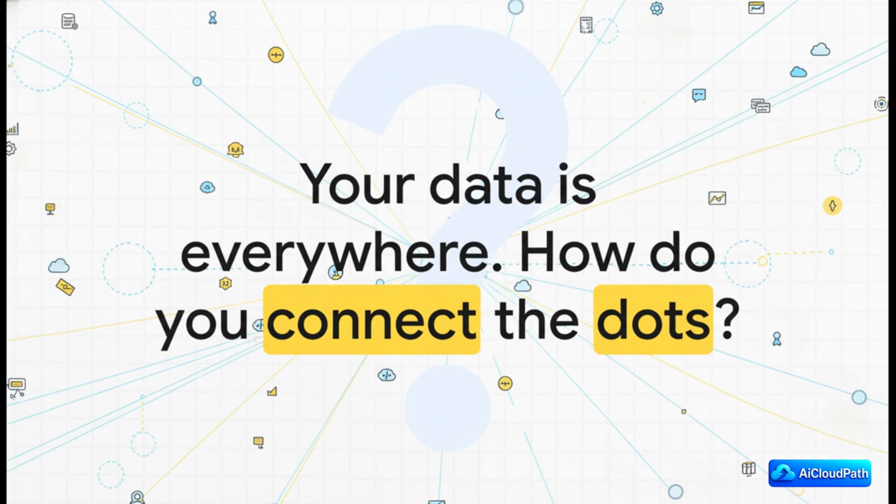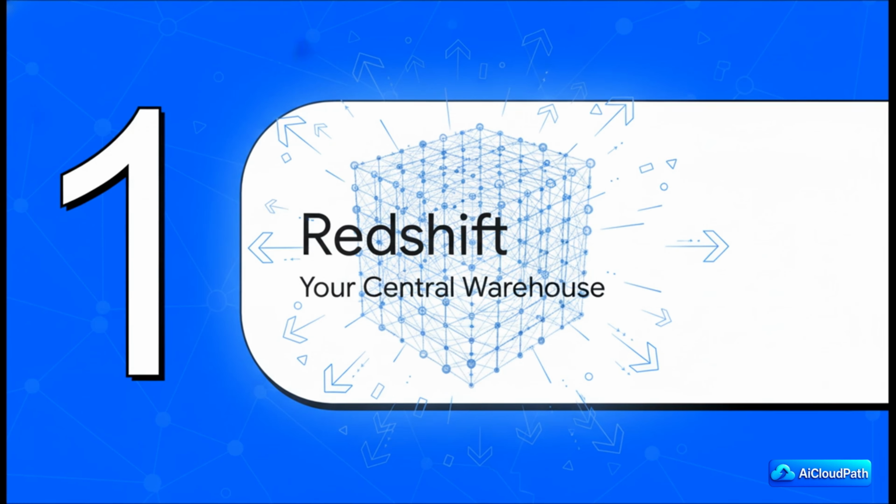So that's the big problem, right? Your data is literally everywhere. Each little piece tells a tiny part of the story, but how in the world do you bring it all together to see the whole picture? How do you connect those dots? Well, that is exactly the problem Amazon Redshift was designed to solve. So stop thinking about scattered streams and lakes and start thinking of Redshift as your central warehouse. It's a place specifically built to pull all those different sources together so you can do some really powerful analysis.